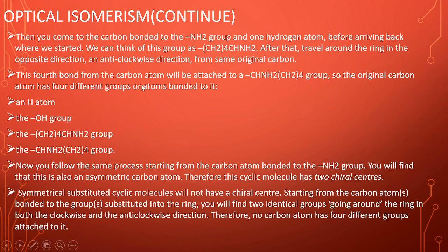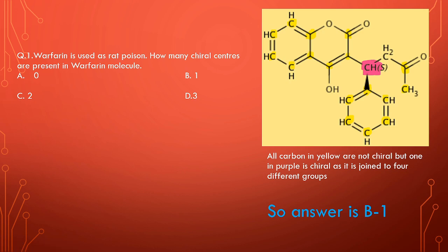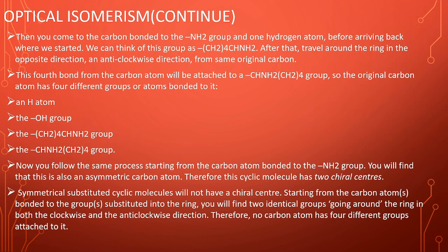The fourth bond from the carbon atom will be attached to this group. So the original carbon atom has four different groups or atoms bonded to it: a hydrogen atom, an OH group, and the CH2 groups. Same thing I have already explained earlier. Okay, with this one, now we have some examples to explain the whole of the topic.